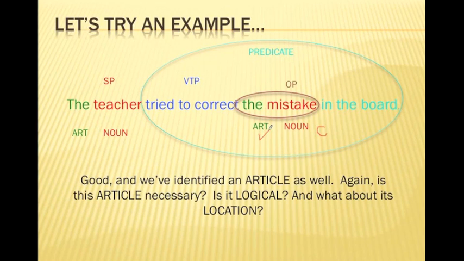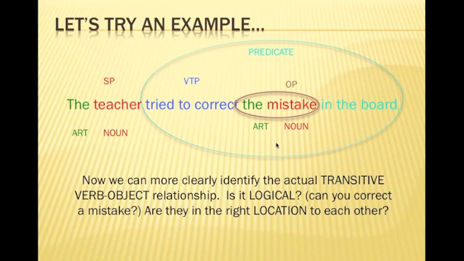Now, what about the actual logic of the situation? Well, again, think about if this is the verb and this is the object of the verb, is it logical to correct a mistake? Well, in this case, it seems logical. And again, objects usually follow the verbs that they are receiving the action from. So again, this relationship seems logical as well.